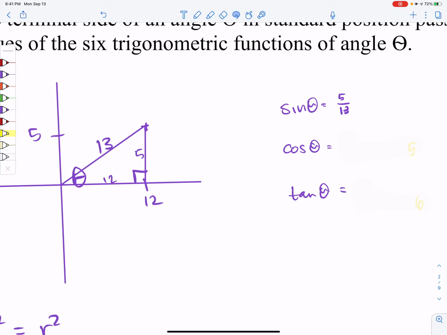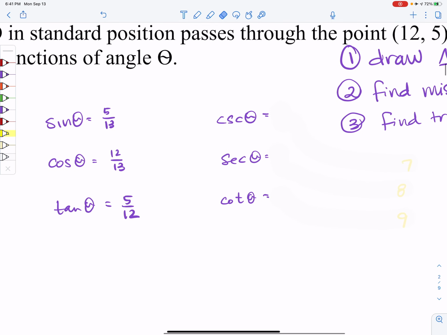Cosine will be adjacent over hypotenuse, so it'll be 12 over 13. And then tangent is going to be opposite over adjacent, so it'll be 5 over 12. To get the second 3, I really don't even need my triangle anymore. I just need to get the reciprocal of these guys. So cosecant is going to be 13 over 5, secant 13 over 12, cotangent 12 over 5.